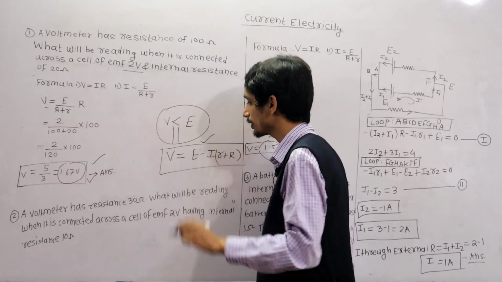Okay. Now third problem: a battery of EMF 4 volt and internal resistance of 1 ohm is connected in parallel with another battery of EMF 1 volt and internal resistance 1 ohm.